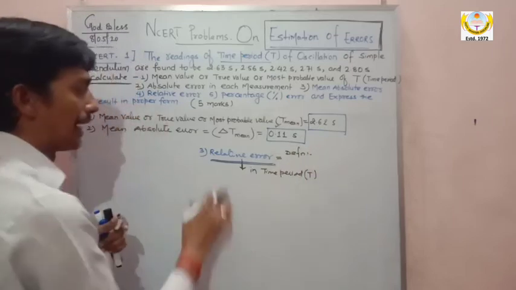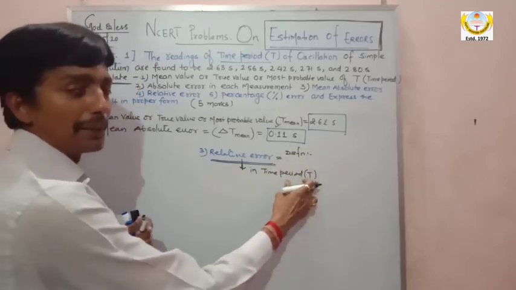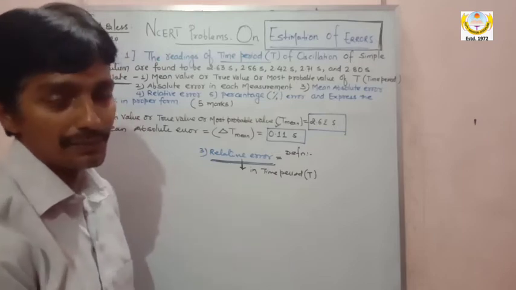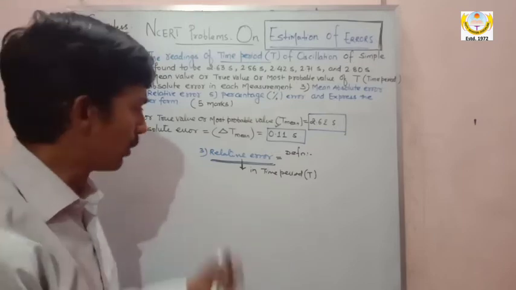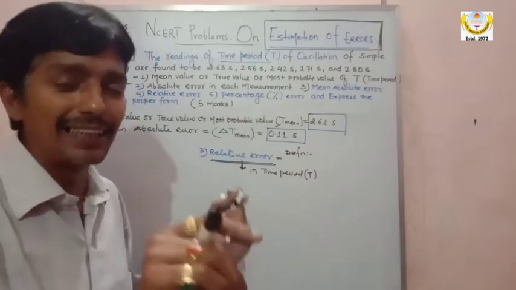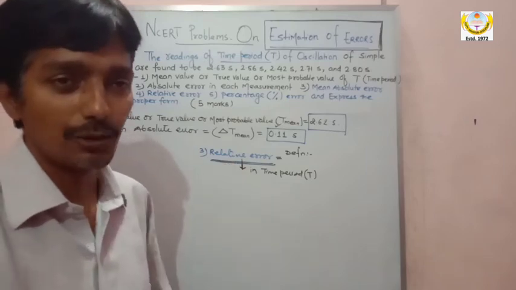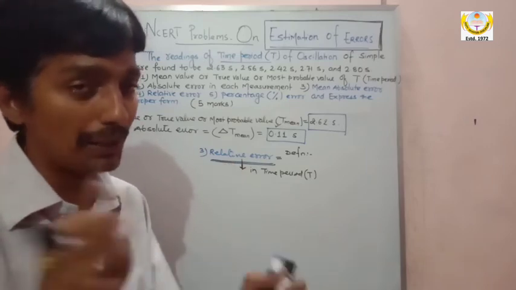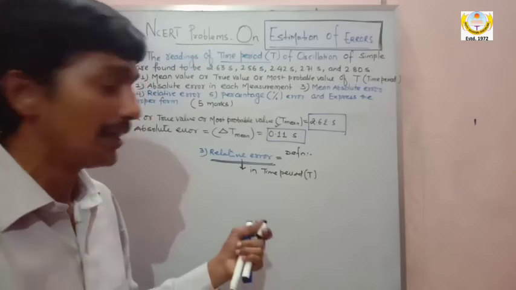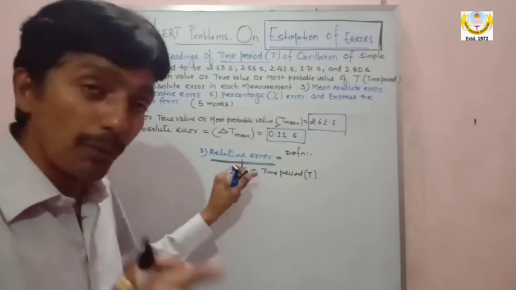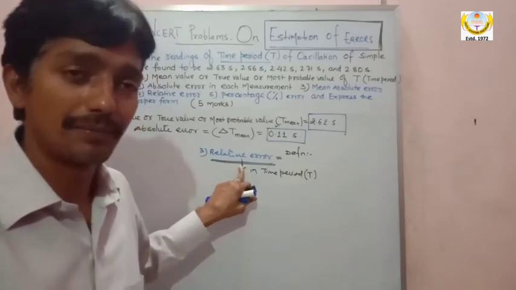Capital T, relative error in time period, capital T. Please, no expression; the formula is its expression. So henceforth I will say combination also. Today also I will give you an example, you will understand. Sure. The formula itself is a representation.